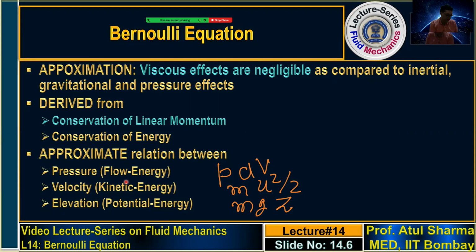Now if we write this on a per unit mass basis, whenever you have a pressure, when we say flow energy, we mean this PdV. When we talk of kinetic energy, we take the velocity of the fluid, and when we have a potential energy, we have the elevation. So this is presented in terms of expressions here.